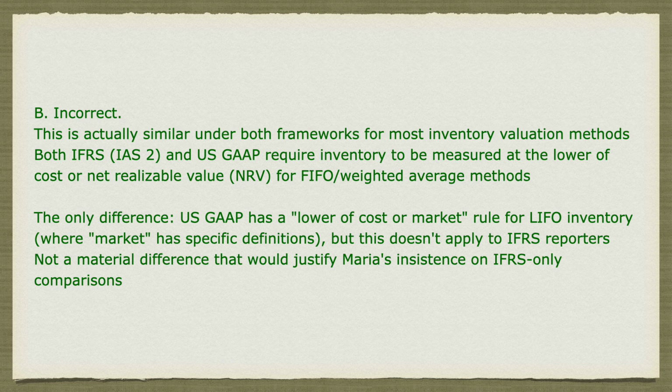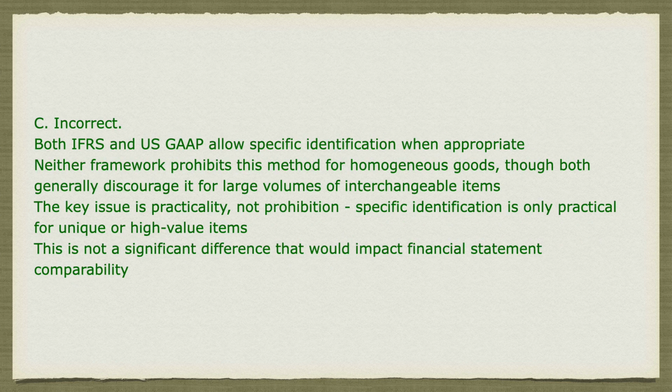B. Incorrect. IFRS and US GAAP require inventory to be measured at the lower of cost or net realizable value for FIFO and weighted average methods. The only difference is the lower of cost or market rule for LIFO inventory, which doesn't apply to IFRS reporters. C. Incorrect. Both IFRS and US GAAP allow specific identification for unique or high-value items, but discourage it for large volumes of interchangeable items due to practicality concerns.